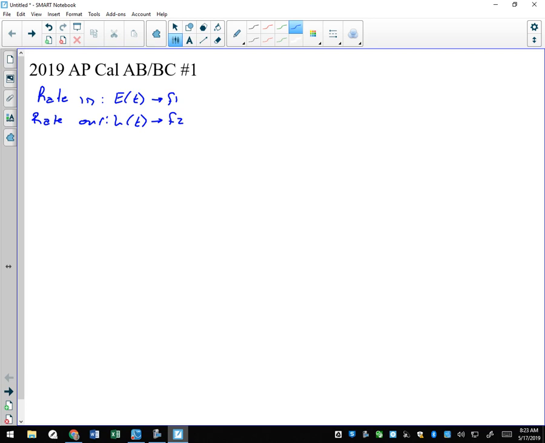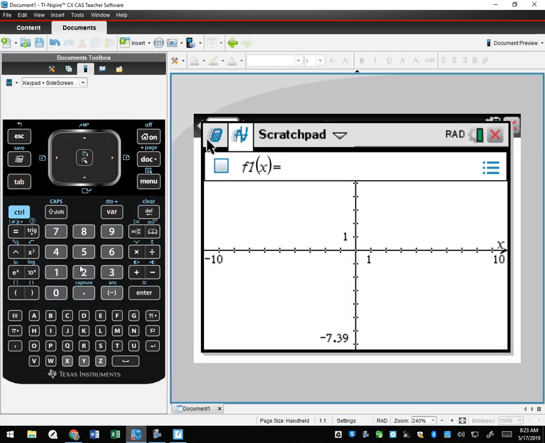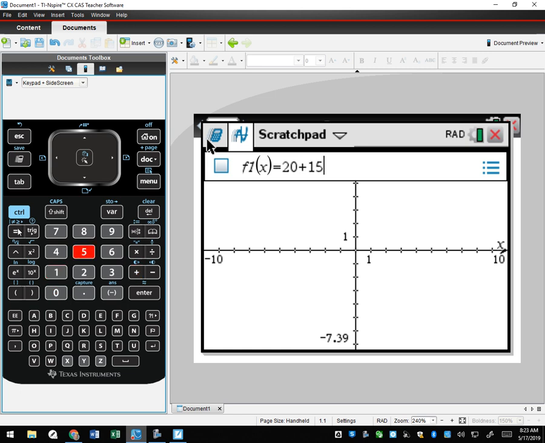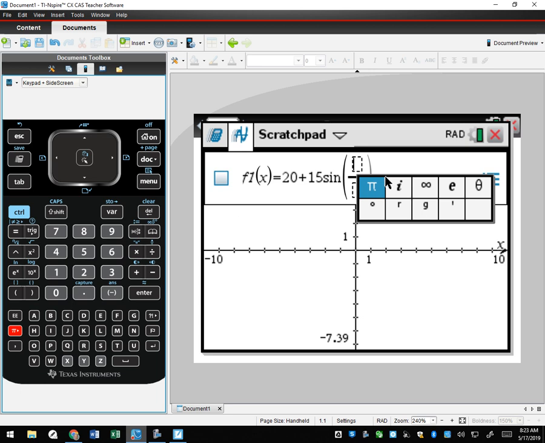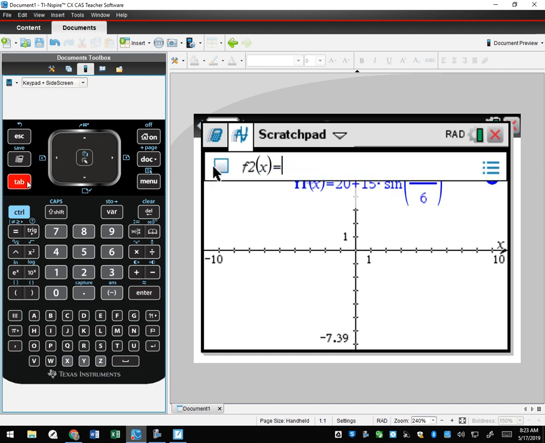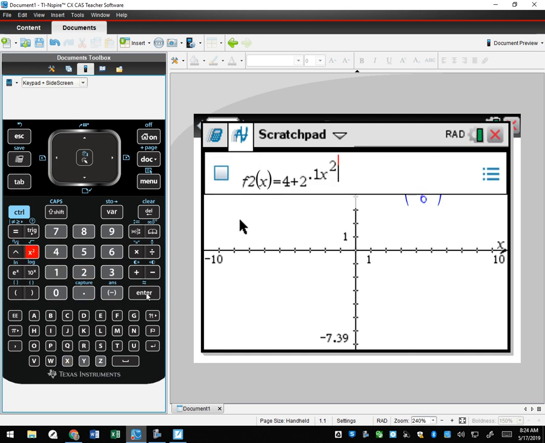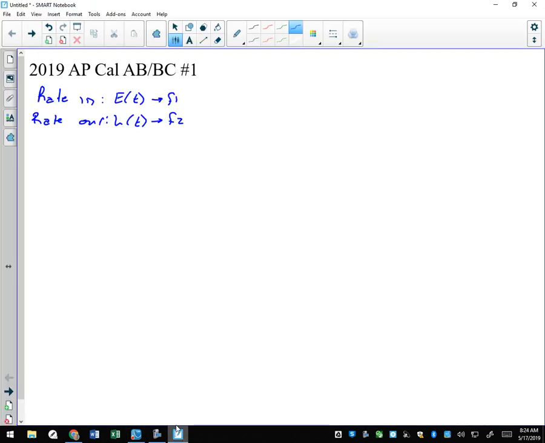So let me go ahead and plug those into my calculator. So E is 20 plus 15 sine of pi t over 6, pi x over 6. Double check, make sure I plug that in correctly. I did. F2 is going to be my rate out, which is 4 plus 2 to the power of 0.1 x squared. Enter. So those are now stored. Back to my workspace here.